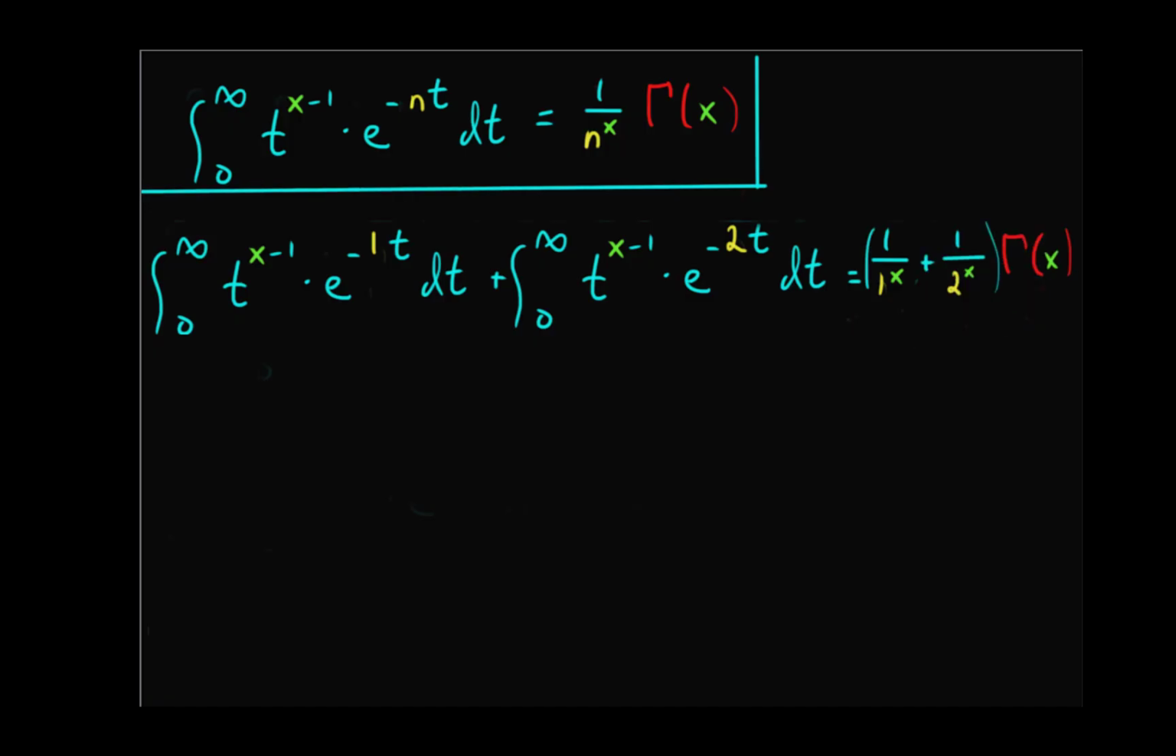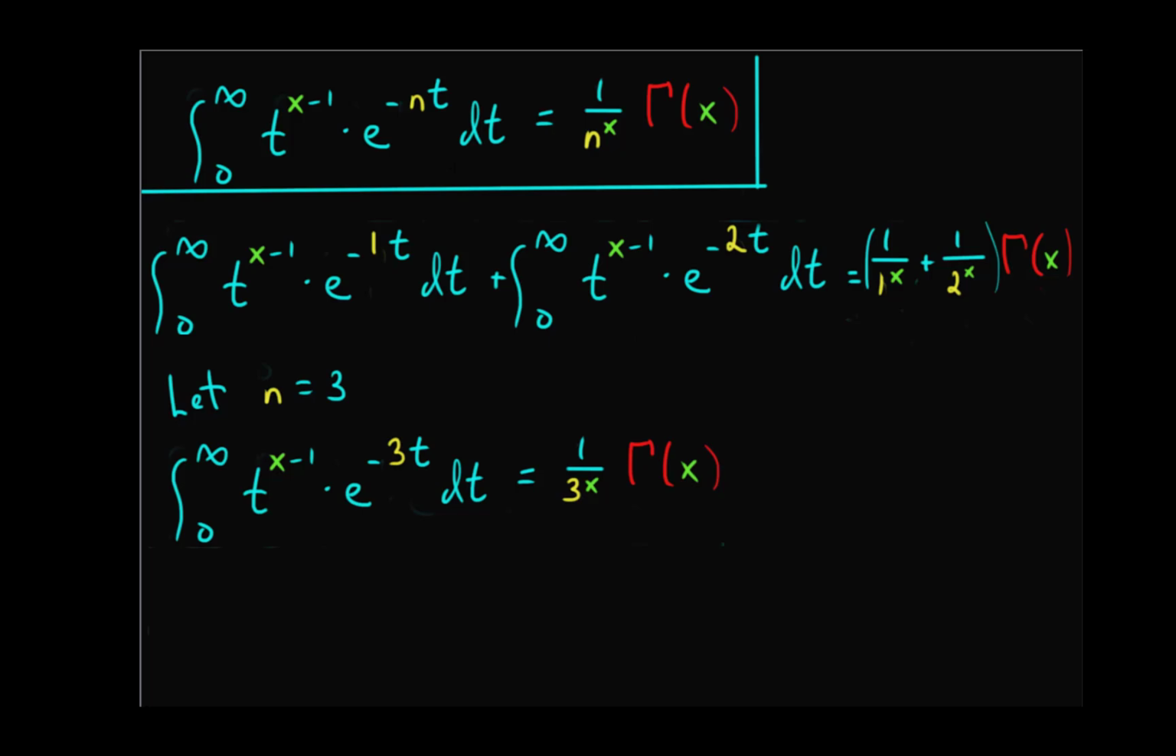Now an obvious thing we can do to the right-hand side of this equation that I've moved to the top is just pull out the gamma of x factor from both of those terms, so I'll have that the right-hand side equals the quantity 1 over 1 to the x plus 1 over 2 to the x times gamma of x. Now let's keep going here. Let's let n equal 3. Then we'll have the integral from 0 to infinity of t to the x minus 1 times e to the negative 3t dt equals 1 over 3 to the x times gamma of x.